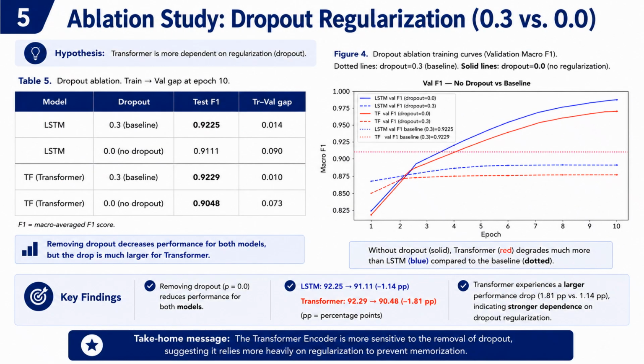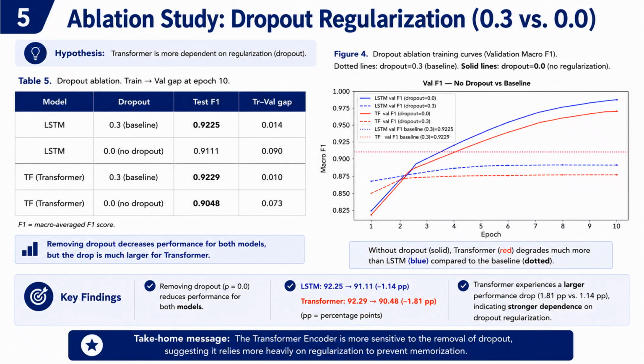Since the main comparison showed almost identical performance, we conducted an ablation study to see whether the two models respond differently to regularization. Here, we compared the default setting with dropout 0.3 against the model trained with no dropout. From Table 5, removing dropout decreases the performance of both models. However, the decrease is larger for the transformer encoder. The LSTM drops from 0.9225 to 0.9111, while the transformer drops from 0.9229 to 0.9048.